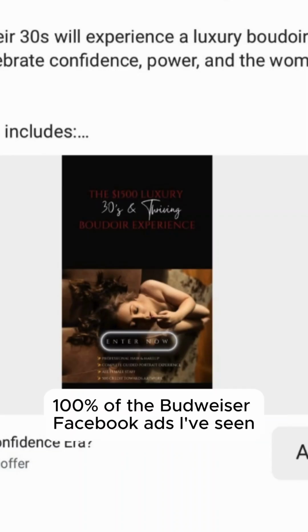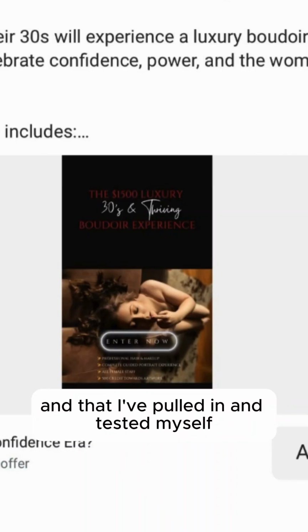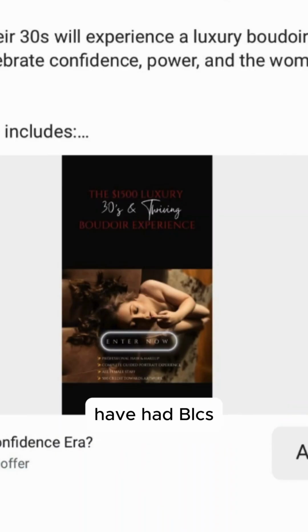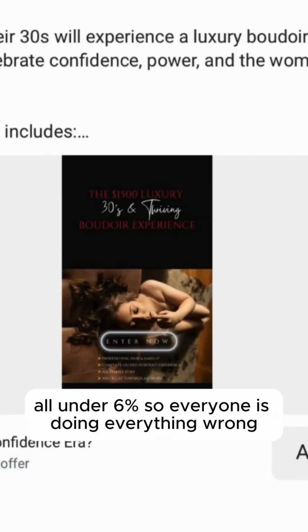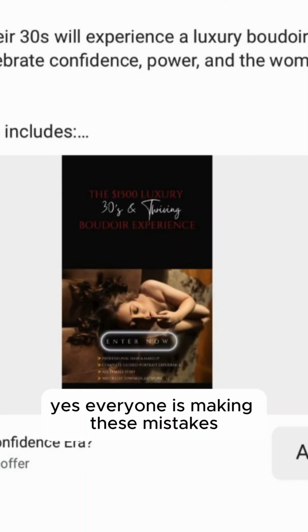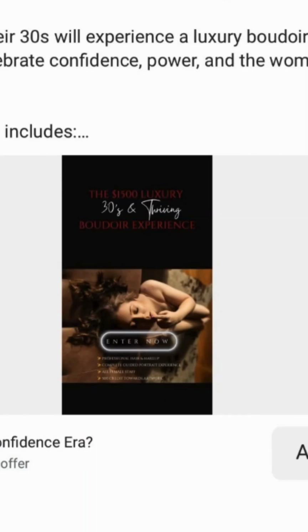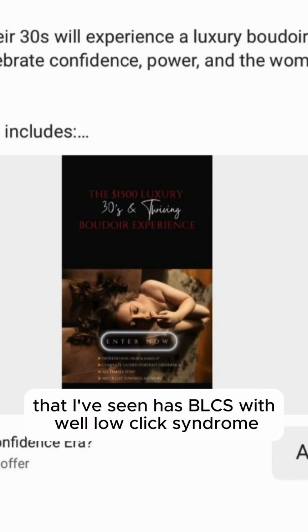Well, 100% of the Boudoir Facebook ads I've seen the back end for and that I've pulled in and tested myself have had BLCS, Boudoir low click syndrome, with a unique CTR under 6%. So everyone is doing everything wrong. Yes. Everyone is making these mistakes. That's why everyone that I've seen has BLCS, Boudoir low click syndrome.